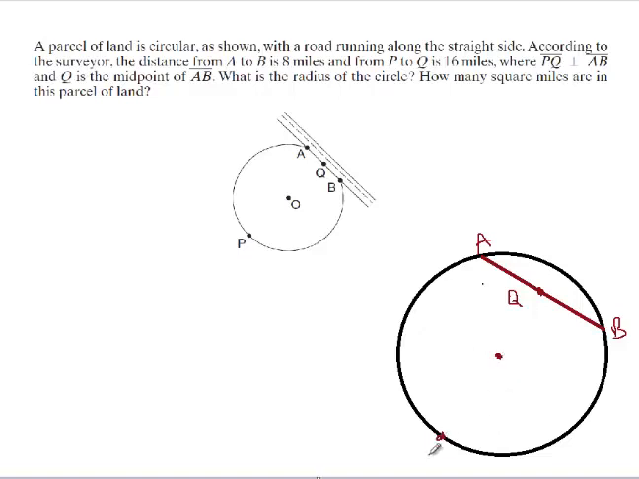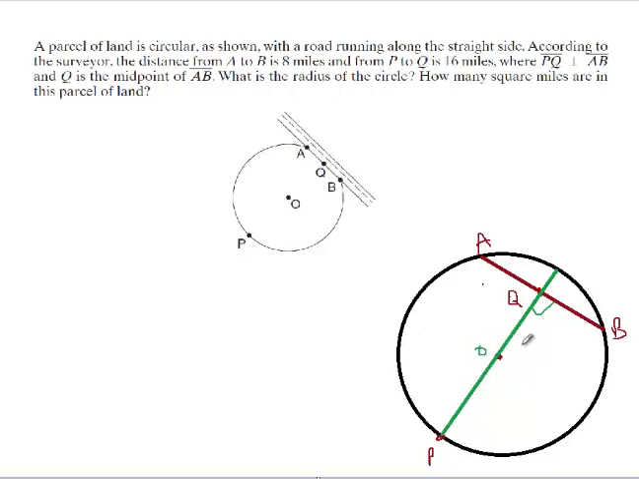We're going to use rules that are the same as the ones we already saw, because if we draw this diameter, it goes through the middle, so it's a diameter, and it goes through this point. It tells us that it's a perpendicular bisector. PQ is perpendicular to AB, and Q is the midpoint of AB, which means that it is a perpendicular bisector, and that tells you that this line, the green line, is a diameter of the circle.